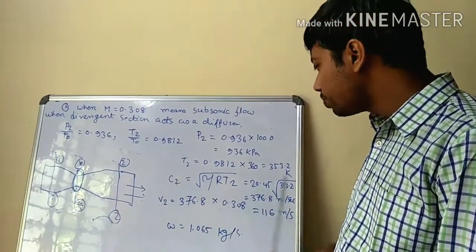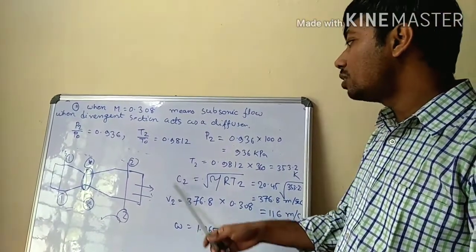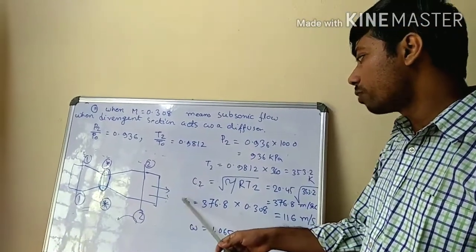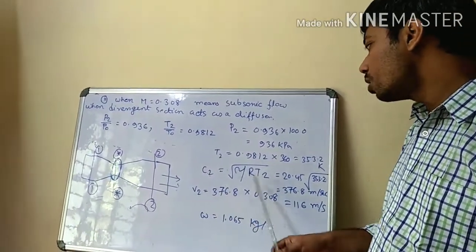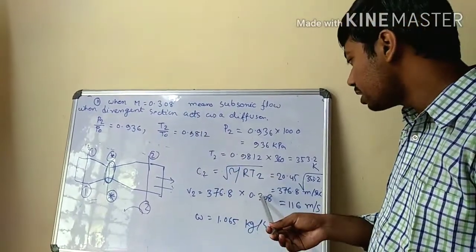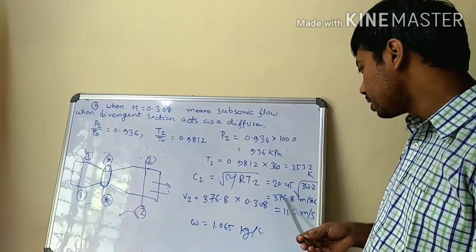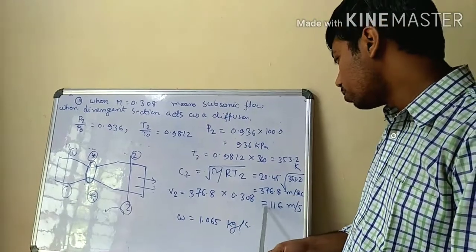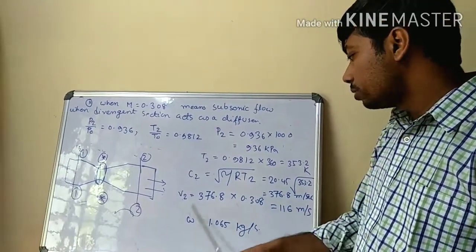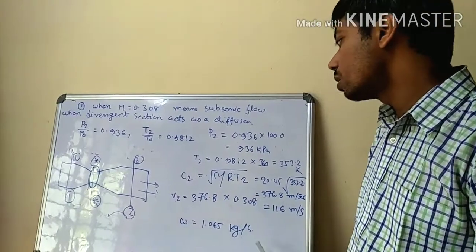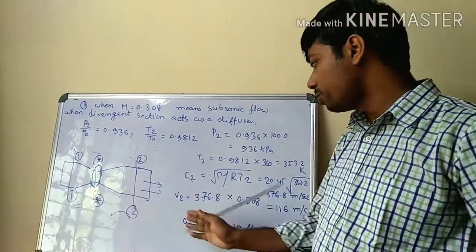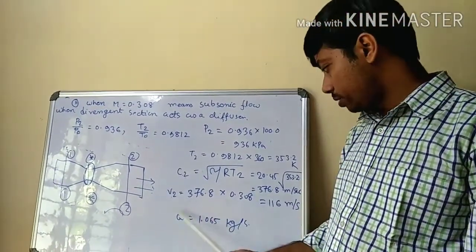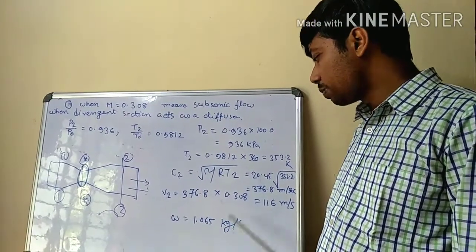Now if you know the value of C2 and that Mach number is equal to V by C, you can get the value of V2 from that expression. V2 is equal to M2 into C2, where M2 is 0.308 and C2 is 376.8. So V2 is 116 meter per second. You know that the mass flow is constant. In the previous part of the numerical, you already calculated the maximum mass flow rate, which is 1.065 kg per second.